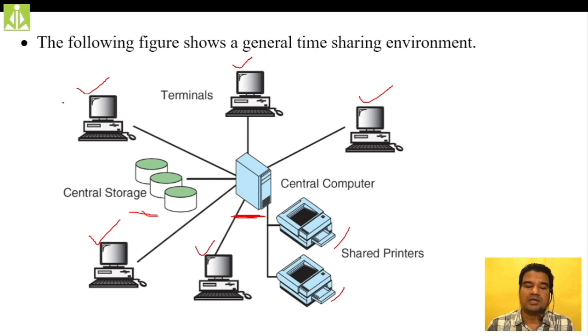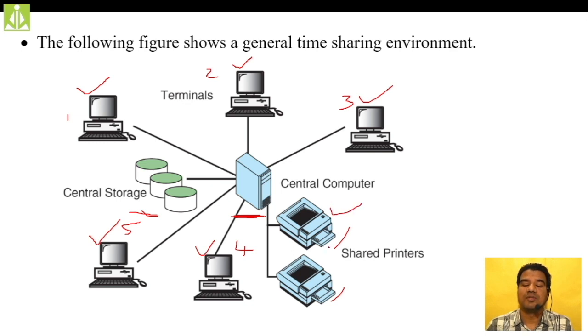So suppose this is the first computer, this is the second, likewise this is the third, this is the fourth, and this is the fifth. Let us assume, and I will explain now why we call it time sharing, that computer 1 has given some job to the central computer, or we can say computer 1 is printing something on this printer. We'll take the example of this particular printer.